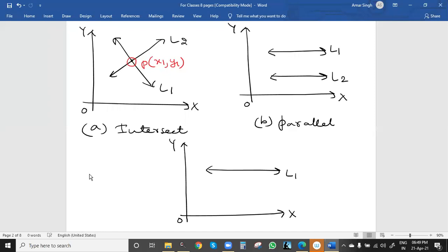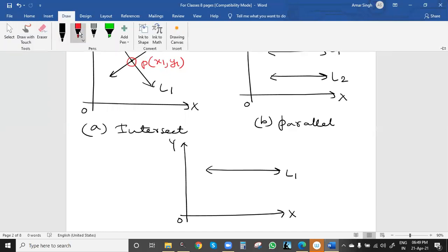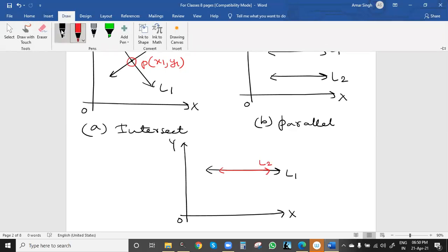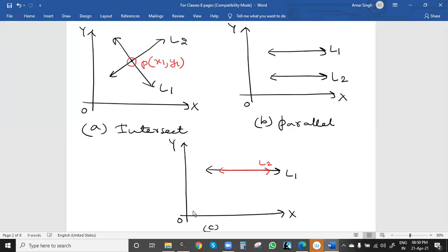From the first equation we got the line L1, and from the second equation we have line L2 directly above L1, or we can say coinciding with L1. So this is also one possibility, that both the lines can coincide. This is the coincident case.